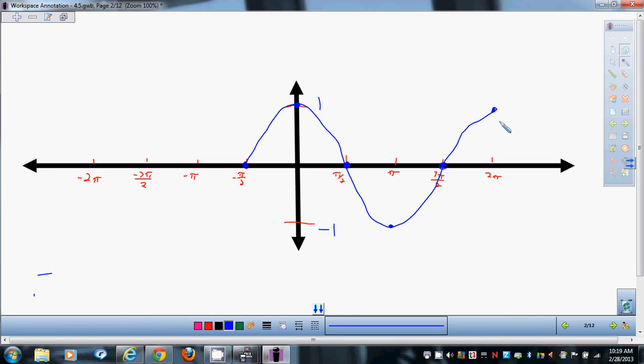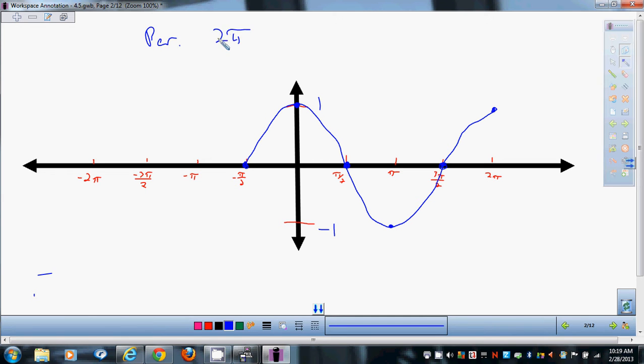How long does it take to get from here to here on x? I mean, what is this distance? What is 3 pi over 2 minus negative pi over 2? How far is that? 2 pi. One revolution around the unit circle. The period, very nice, by the way, Nacho. I really like that. The period of sine and cosine is 2 pi.